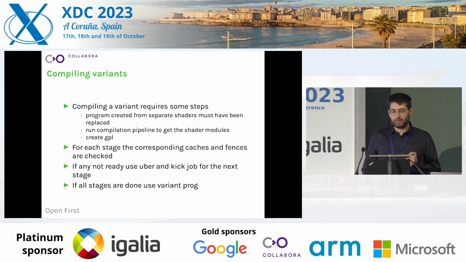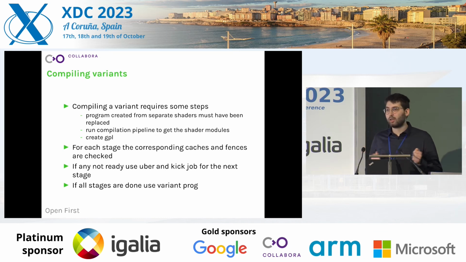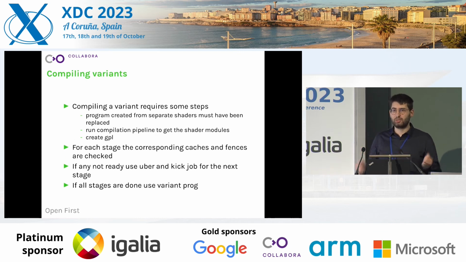This is actually more complex in practice, because compiling a variant actually requires a few steps. First of all, if the program was created from separate shaders, we need to replace it. So we need to wait for that to happen, which means we delay by, say, one frame. So then we need to run the compilation pipeline. So do all of the lowering passes for that state, and do SPIR-V to NIR and get the SPIR-V code, pass it to Vulkan, get the shader module. And we need to create a GPL for the set of shaders.